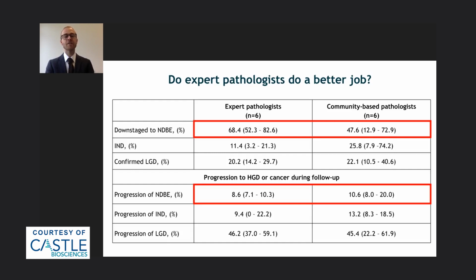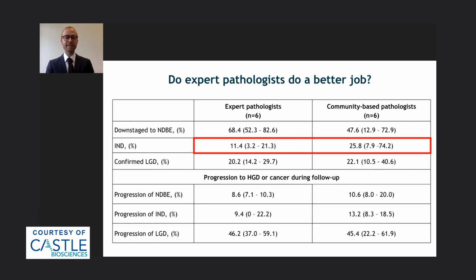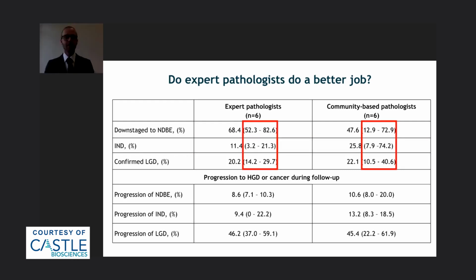First, experts do more often downstage to non-dysplastic compared with community-based pathologists, with similar low progression rates. Second, experts were less likely to diagnose indefinite, with 11% compared with 25% in community-based pathologists. Third, experts do have a lower variability in their scores. This is demonstrated by a range from 52 to 82% in the cases downstaged to non-dysplastic by the expert pathologists, compared with a range from 12 to 72% in the community-based pathologists.